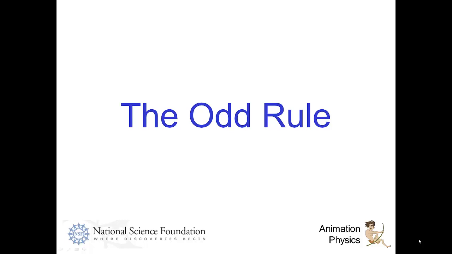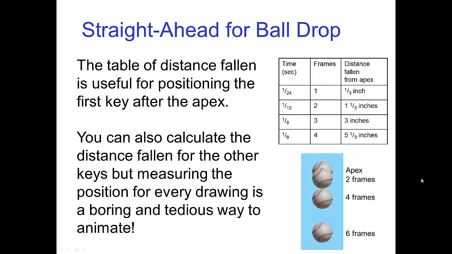The odd rule. In a previous video, we saw how to determine the distance that an object falls after a certain number of frames. Using a table such as this one is helpful for positioning the first key after the apex. You can also calculate the distance fallen for the other keys, but measuring the position for every drawing is a boring and tedious way to animate.